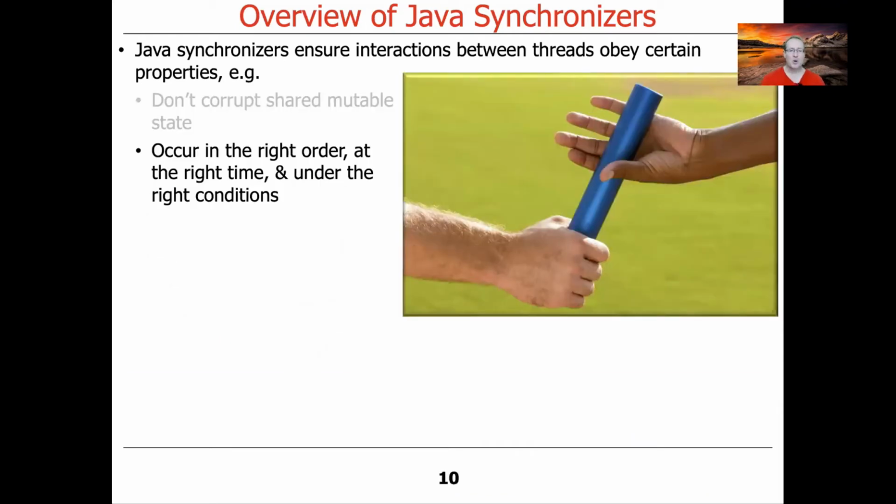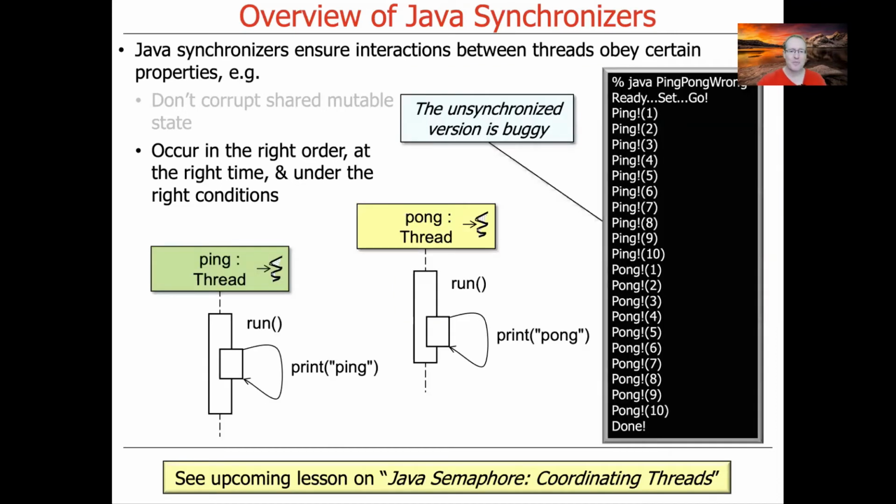Some other things you can do with synchronizers in Java is ensure that threads will run in the right order, at the right time, and under the right conditions. And that turns out to be a little different from not corrupting shared mutable state. Not corrupting shared mutable state is a mutual exclusion property, whereas this discussion we're about to have here is more about coordination. And that's why I use the metaphor of passing a baton. You have to coordinate between the two parties to make sure you don't drop the baton.